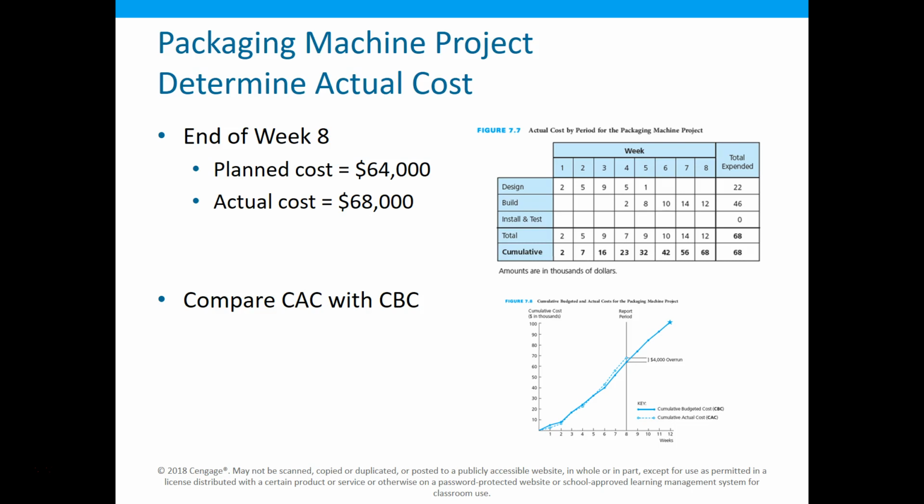So at this point, if I look at week 8, it says, all right, we're in the build phase. Our cumulative cost is $68,000. But our planned cost, if we went back, and sometimes it's kind of handy to have those multiple monitors or multiple pieces of paper, our planned cost was only $64,000.